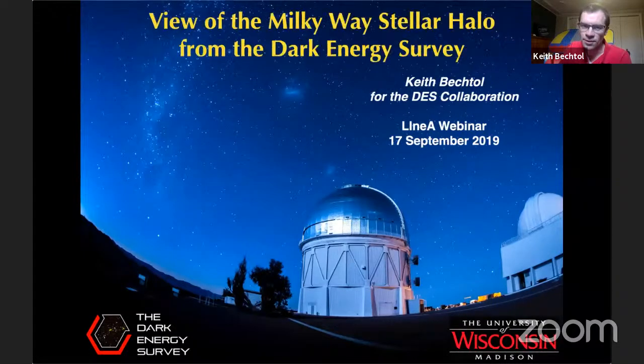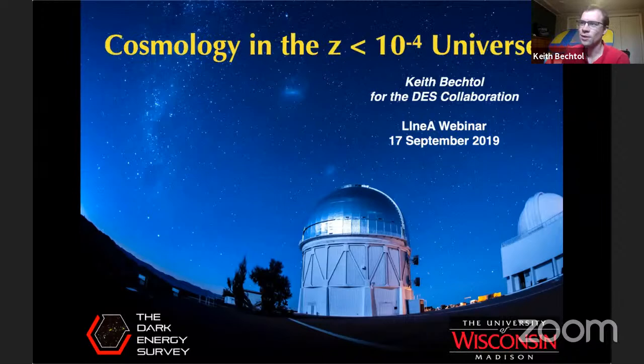So I've titled this talk, A View of the Milky Way Stellar Halo from the Dark Energy Survey. And for all the extragalactic astronomers out there, you might think of this as cosmology in the redshift less than 10^-4 universe. And I say that partly as a joke, but also because I think that we really can learn a lot about fundamental physics and many other topics by looking at the Milky Way stellar halo.